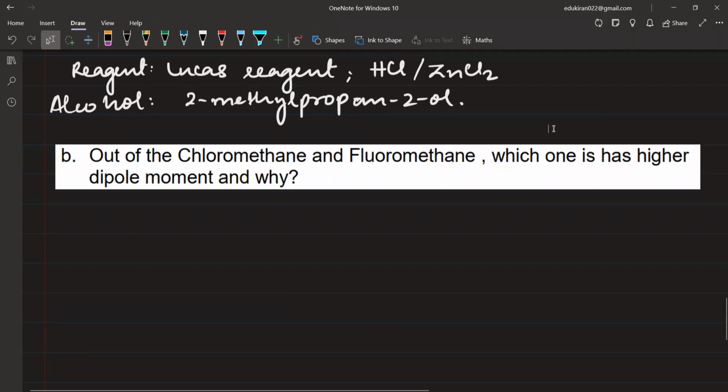Out of chloromethane and fluoromethane, which one has higher dipole moment and why? Please see this question. इसको कैसे करेंगे देखिए. Chloromethane is what? CH3 bonded to Cl. Fluoromethane is CH3 bonded to fluorine.